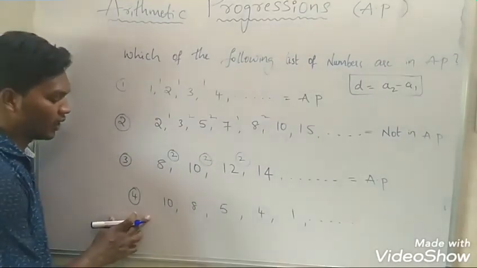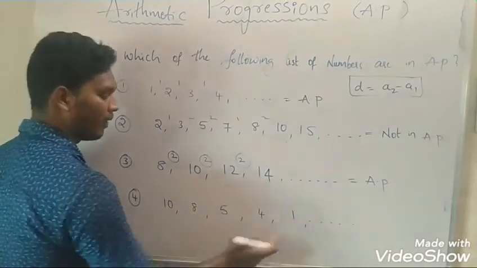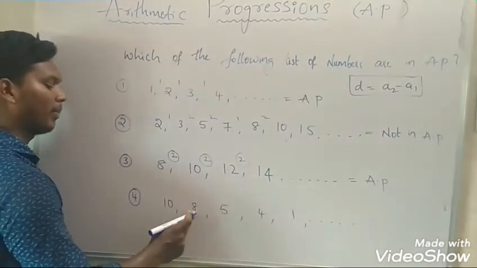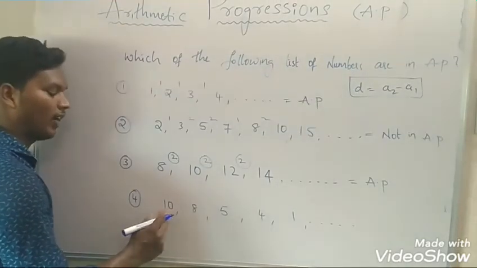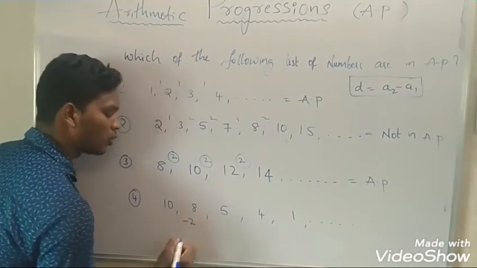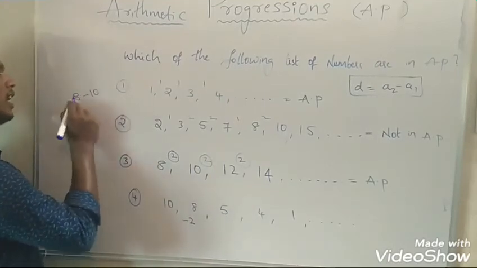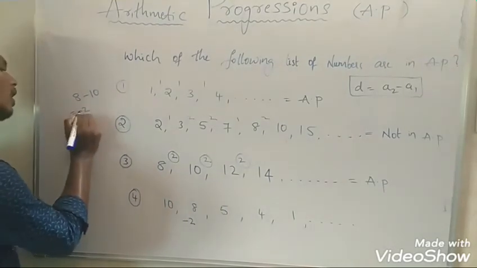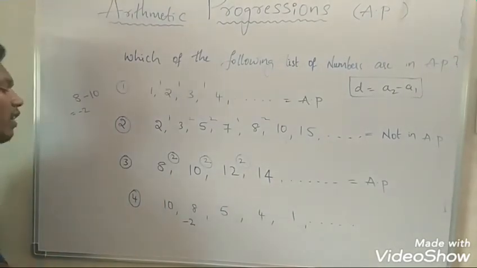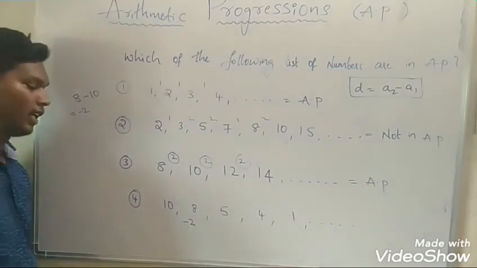So let us check question number 4. 10, 8, 5, 4, 1. So for common difference, subtract the first term from the second term. So 8 minus 10. What is the value? It is minus 2, not 2. See friends, 10 minus 8 will be 2. The bigger number is 10, so I am getting a negative value. Whenever we are subtracting the higher value from the lower value, we will get a negative value.